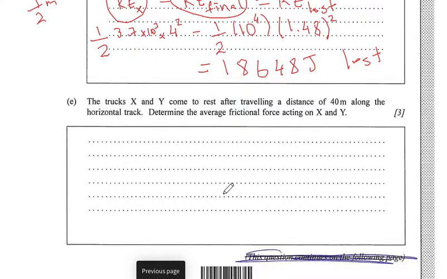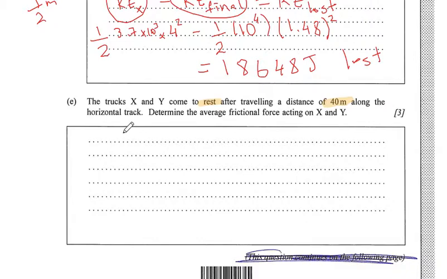The last question on this worksheet: trucks X and Y come to rest after traveling a distance of 40 meters. So now we know that the distance to travel is 40 meters to stop. We know their final velocity is 0, which means just as in the question we did before, the energy that is lost during this time is the work done by friction. So we have that value right here.